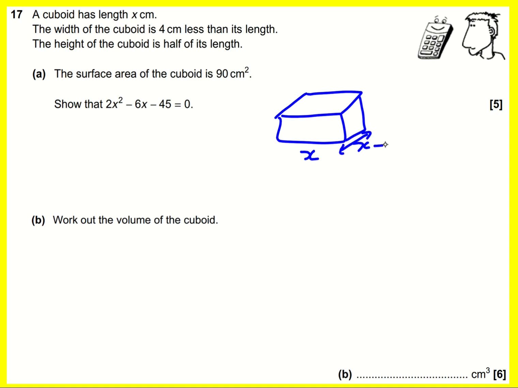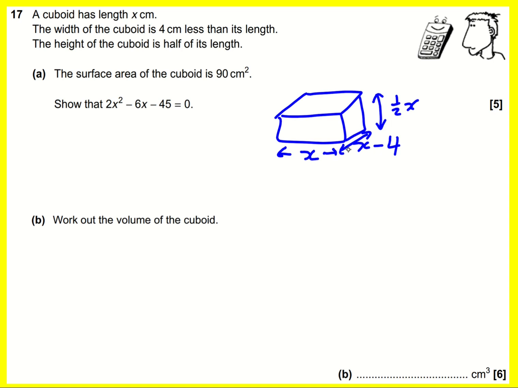Then it's going to be 4 less. It's going to be x minus 4. That's important. And then the height of the cuboid is half of its length. So the height is going to be a half x. Maybe I could have called this 2x and then I wouldn't have had a fraction, but hey, I've done it now. All right, and then the surface area is 90 and show that this is true.